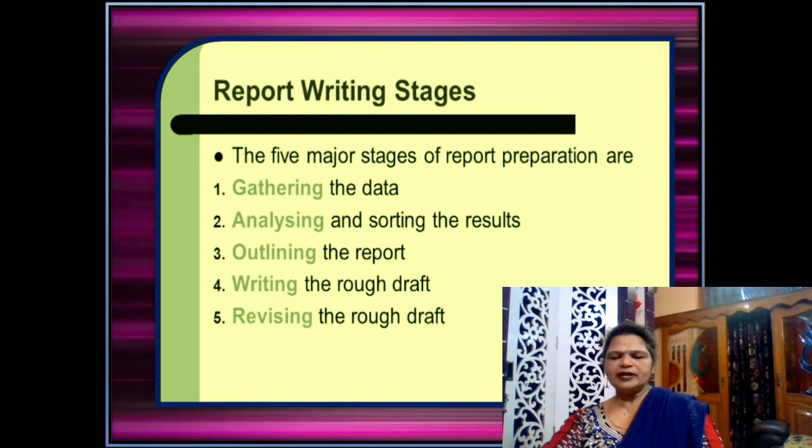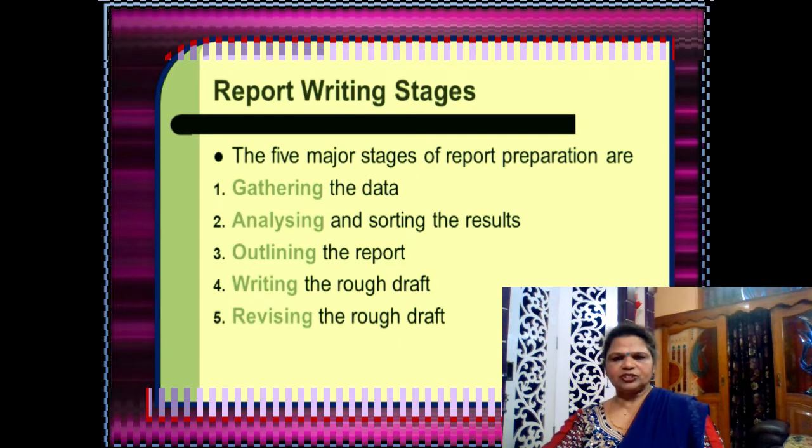The first thing required is to get the data. It means if you are writing a report on the basis of some observation or some place where you visited, you have to gather the data. Second one is to analyze and sort the results. Then outlining the report. Outlining means a rough graph of the report, then writing the rough graph and then revising the rough draft. Now let me talk about the language.